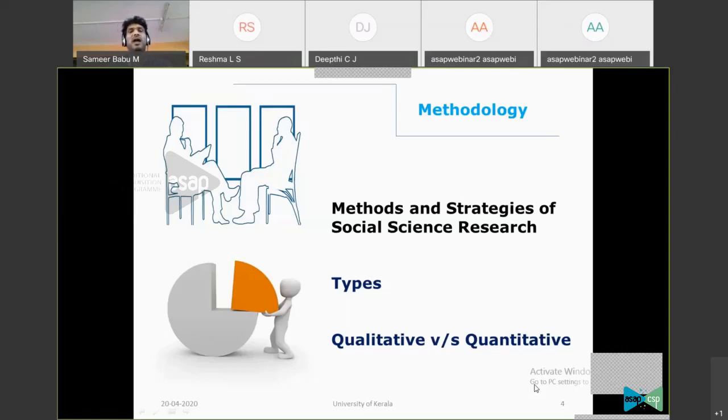This may not be having specific rigid methodology. They may not be taking into account a big sample, but a simple number of samples. That is, they are taking a few participants into account and accordingly they are doing research. This is applied research. This is action research. So what we have seen just now is basic research or fundamental research, applied research, and action research.